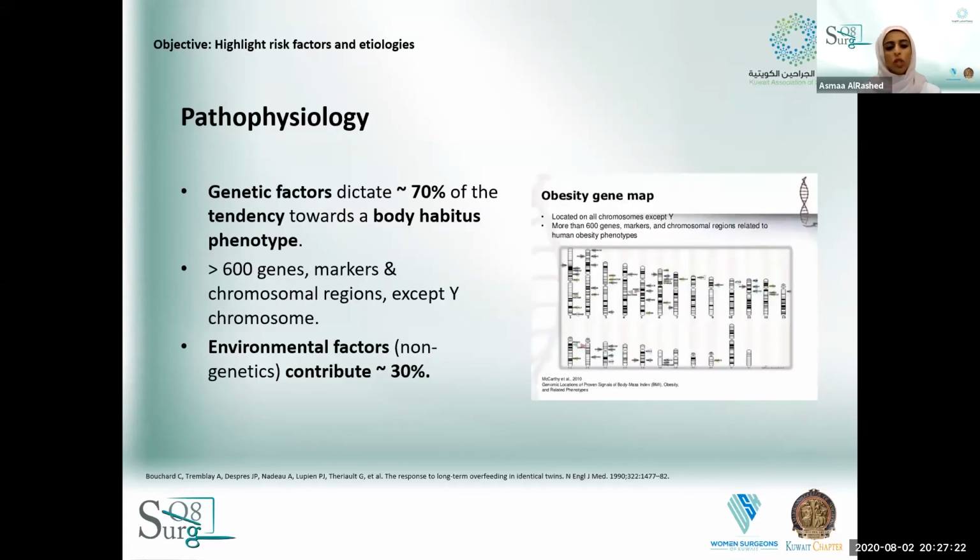So when we talk about the pathophysiology of obesity, you have to understand that your genetic makeup accounts for up to 70% of your body habitus phenotype. There are more than 600 genes and markers on different chromosome regions, except chromosome Y, that have been linked to obesity. As you can see in this photo, these are all the sites where obesity genes were implicated. So there's a strong genetic predisposition for people to become obese. Environmental factors are about 30%.